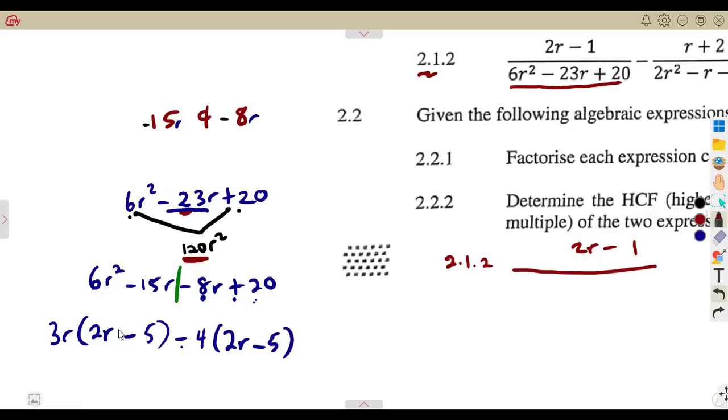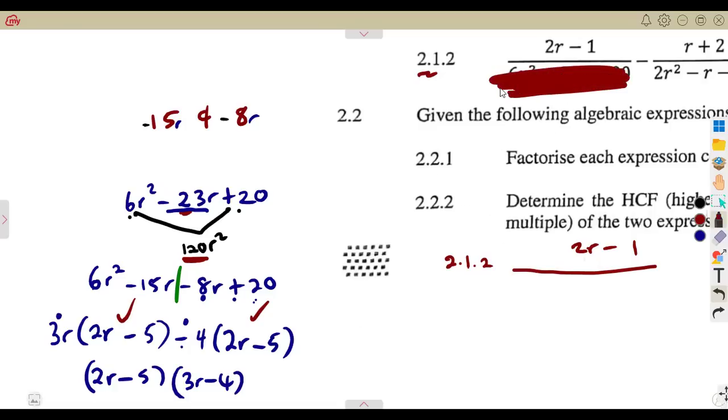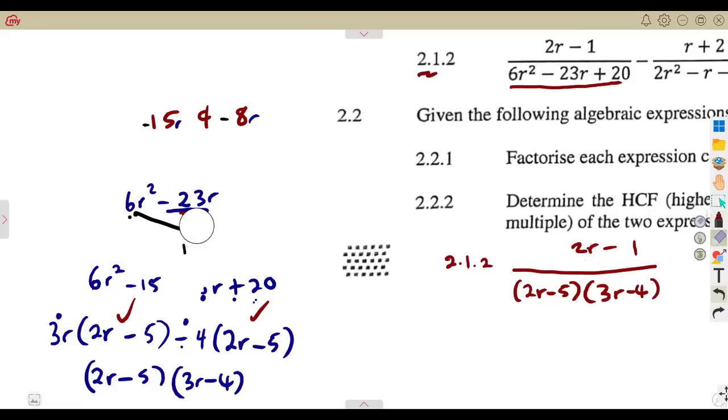As you can see, guys, the two brackets are the same. So we factor out the common bracket 2r minus 5, and we remain with 3r minus 4. So this is what we obtain for this denominator: 2r minus 5 into 3r minus 4. All right, we are done there.